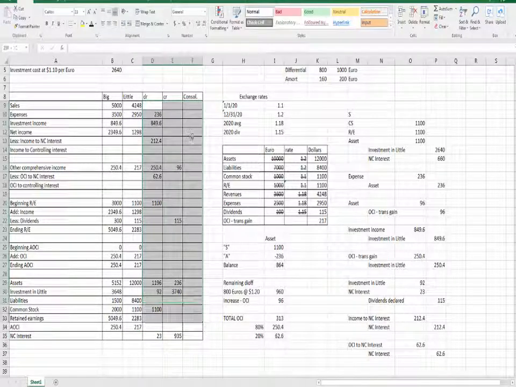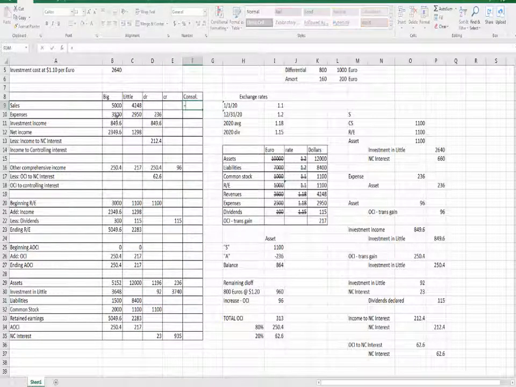Now let's go ahead and work through the balance of our worksheet. Sales, we simply add across. Expenses, debit plus debit plus debit. Investment income, credit minus debit. Net income, working our way down the consolidated column. So combined revenues minus combined expenses, minus the income to the non-controlling interest. And so my income to the controlling interest is my consolidated income minus the share that goes to the non-controlling interest.